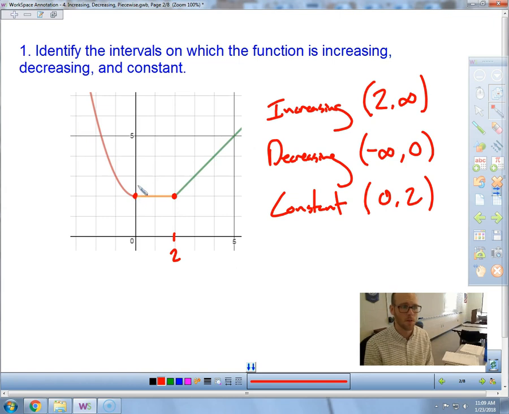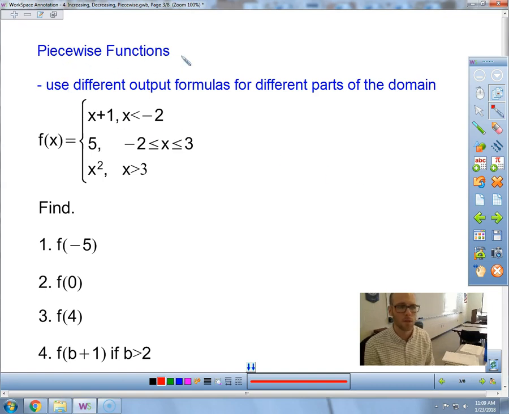Okay, this function that I graphed here has different pieces. And when we do that with functions, we call that a piecewise function. It uses different formulas, different equations for different parts of the domain.